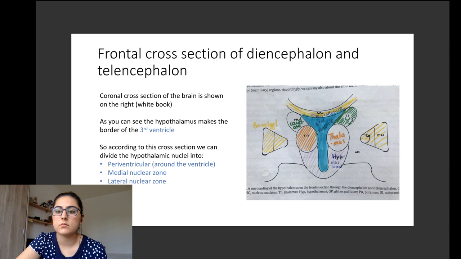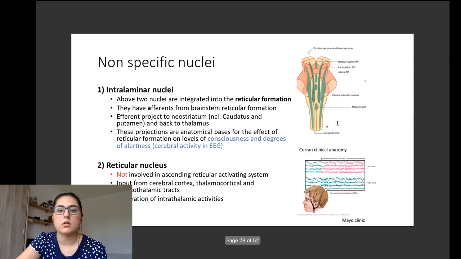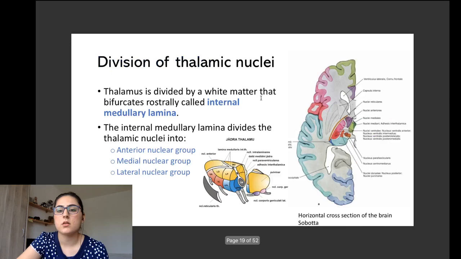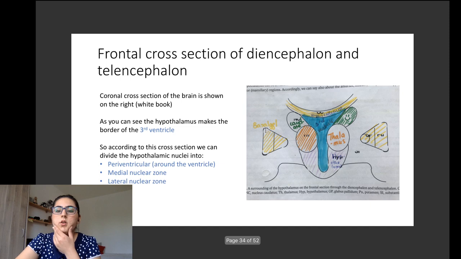We spoke about it. I don't know if I'll be able to find it now, but let's go back a little bit. So yeah, again, gross anatomy. Thalamus here, caudate on top, okay? So let's go back. Thalamus here, caudate on top. And you can see that the space between the thalamus is my third ventricle. There you go.